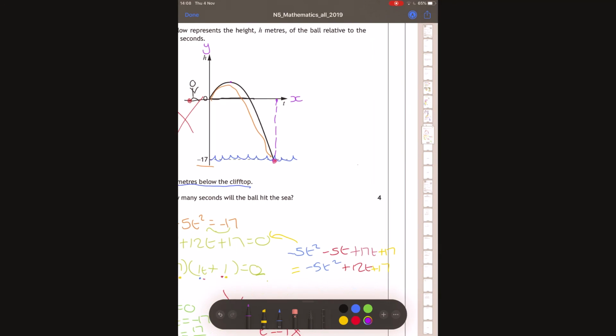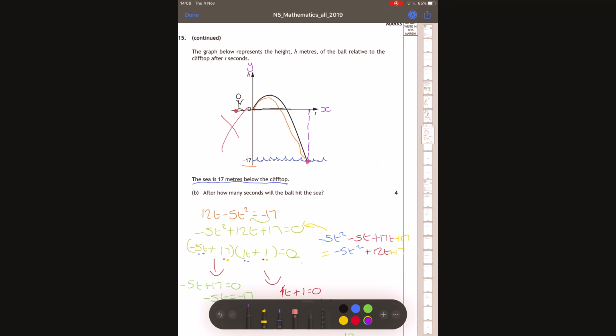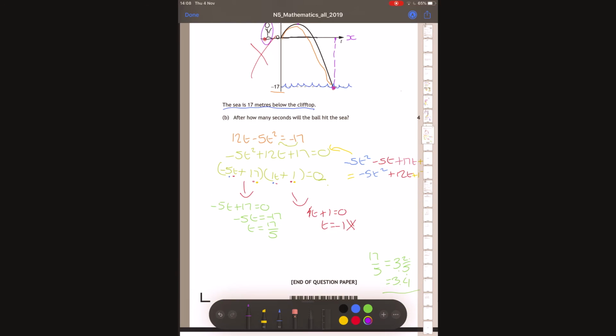Moreover, this is a positive answer. And since our little person did not kick the ball behind him, that is our answer. After how many seconds will the ball hit the sea? The ball will hit the sea after 3.4 seconds.